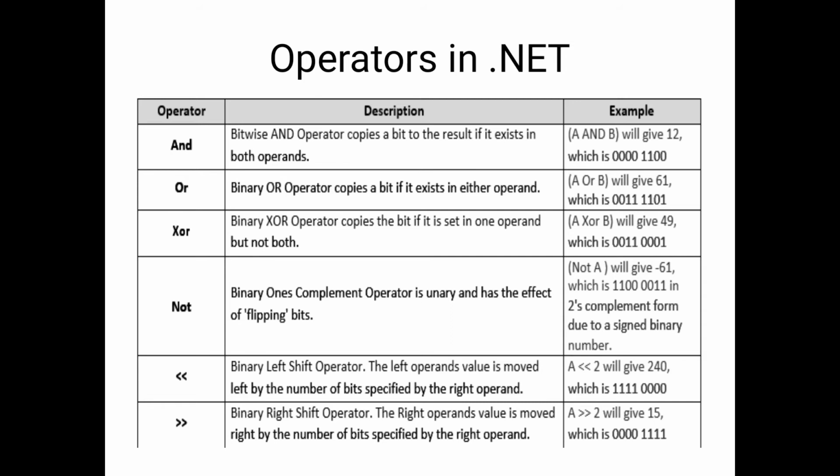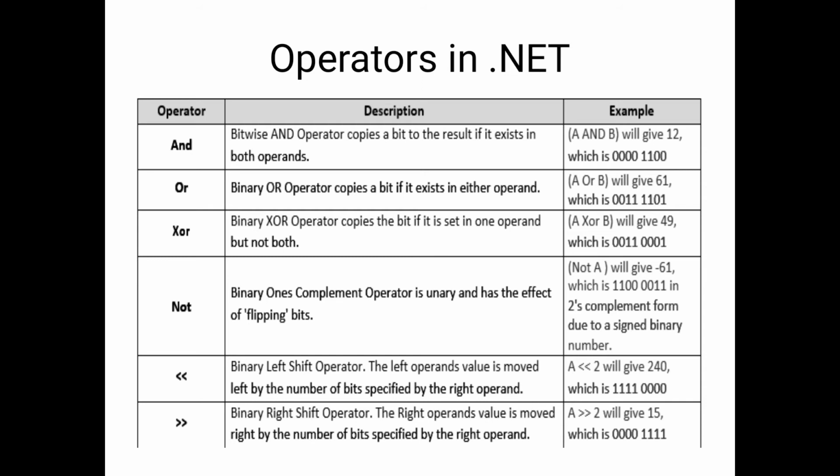For the binary left shift operator, the left operand value is moved left by the number of bits specified by the right operand. And for the binary right shift operator, the left operand value is moved right by the number of bits specified by the right operand. So now let us discuss examples of it one by one.